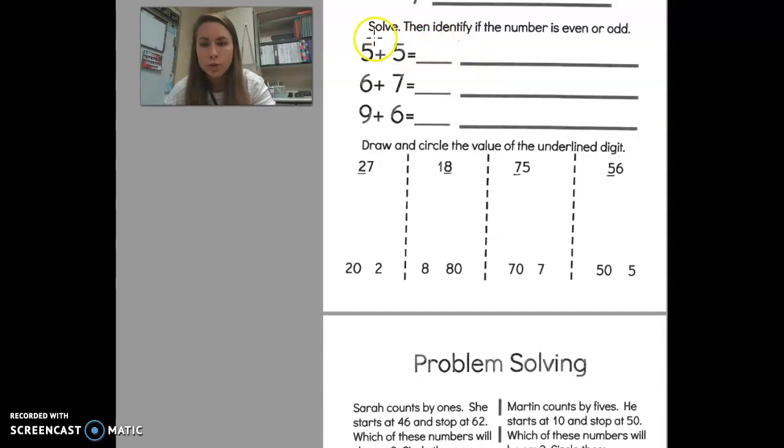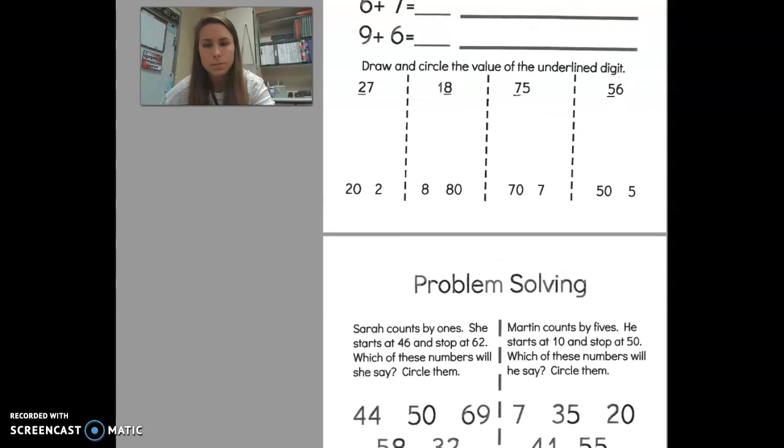Next, you are going to solve, then identify if the number is even or odd. 5 plus 5, is that even or odd? So you have to do the addition sentence, write your answer, and then on this line right here, you're writing even or odd. Go ahead, pause so you can complete that.